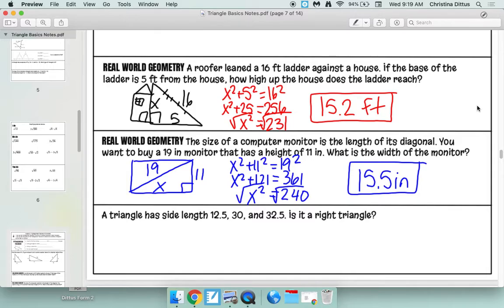Okay, this next question says a triangle has side lengths 12.5, 30, and 32.5. Is it a right triangle? If it's a right triangle, the Pythagorean theorem will work. So we're going to set up the Pythagorean theorem, and if it works, then it has to be a right triangle. Most important thing, what's my biggest number? 32.5. So that one has to go out by itself as c. So we have 12.5 squared plus 30 squared, and we're going to see if it equals 32.5 squared.